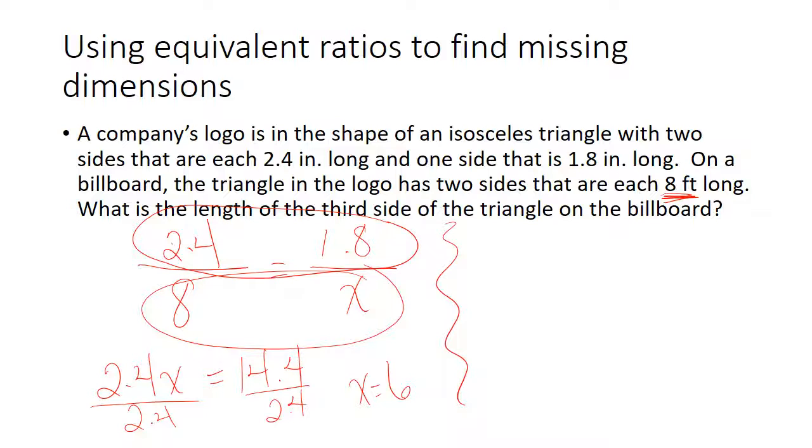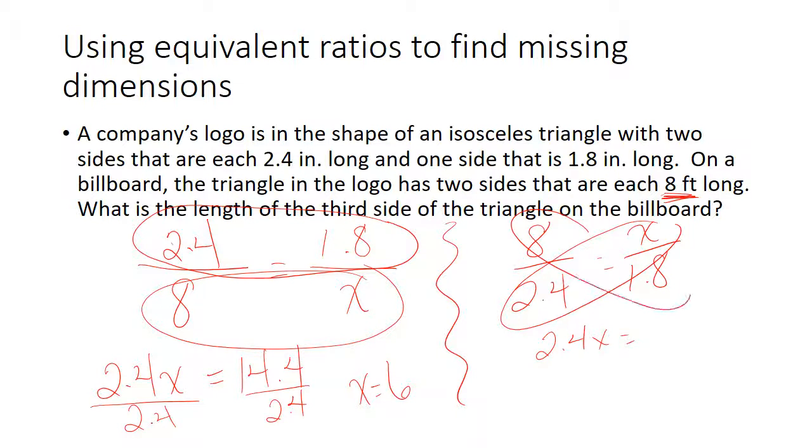So let me show you that if our 8 is on top here and our 2.4 is over here, because this is the 8 foot and this is 2.4 inches, as long as my x is on top here and my 1.8 is on bottom here, it doesn't matter, because I'm still multiplying 2.4 times x, and I'm still multiplying 8 times 1.8, which is still 14.4. So we get the same equation that we are solving for x. So it doesn't matter which one as long as they match.